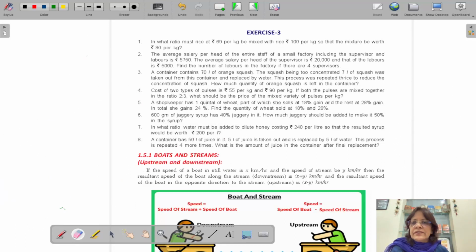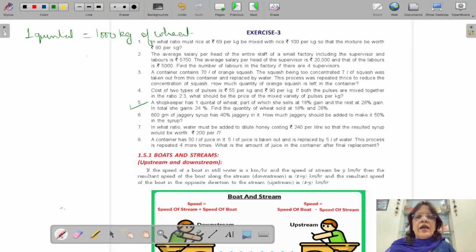Now next question is the fifth one. A shopkeeper has 1 quintal of wheat, that is 1000 kg of wheat. The first thing given. Part of which she sells at 18% gain and the rest at 28% gain. In total, she gains 24%.